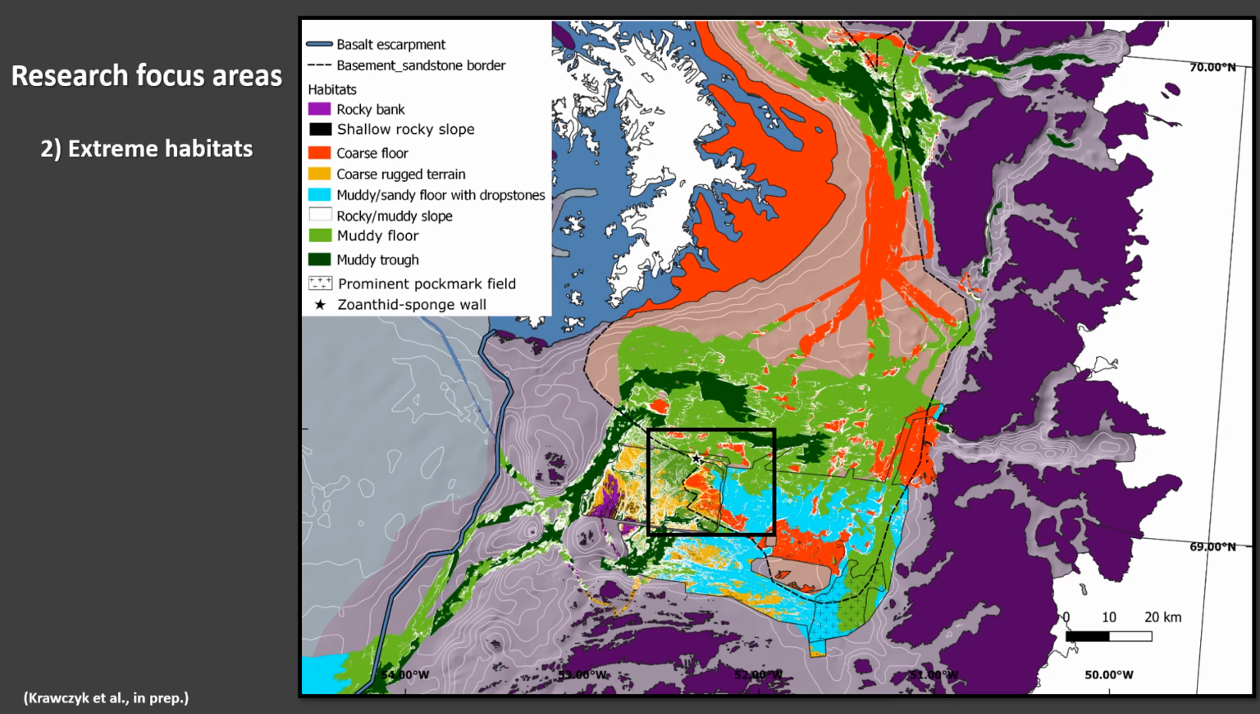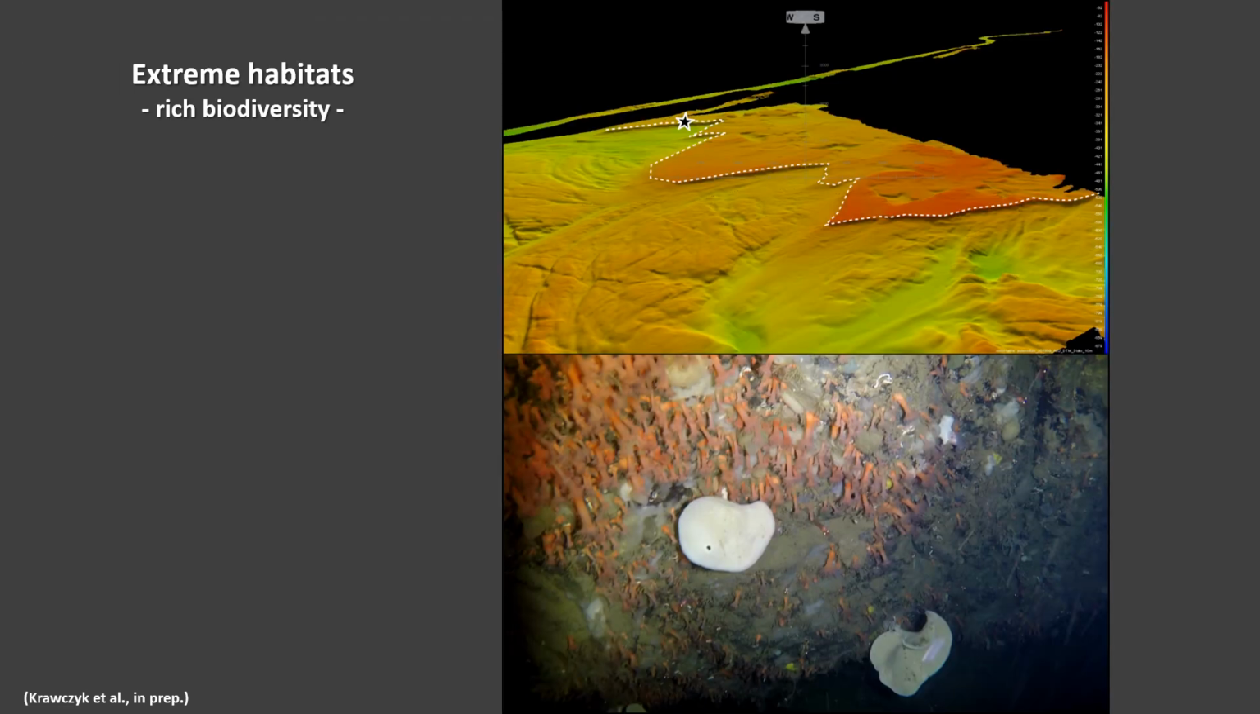So another research focus area in Disko Bay is called the extreme habitat, and it's also located in the vicinity of the geological border. Now that extreme habitat is marked with a star. Now this is what I mean by the extreme habitat. It's characterized by a rocky cliff below the sea level. So it's kind of like a vertical wall covered by a variety of animals, such as these orange zoanthids and the white sponges you can see in the picture below.